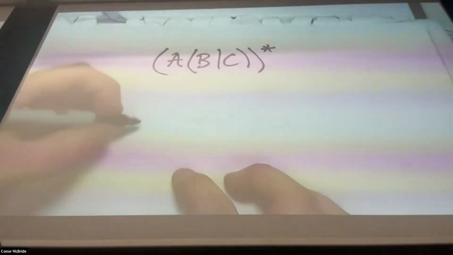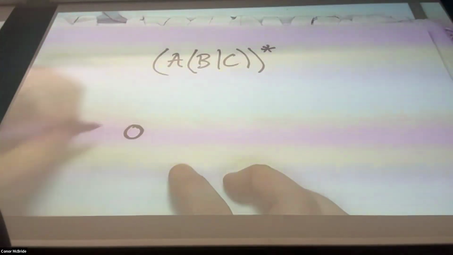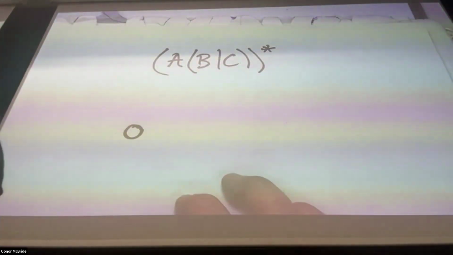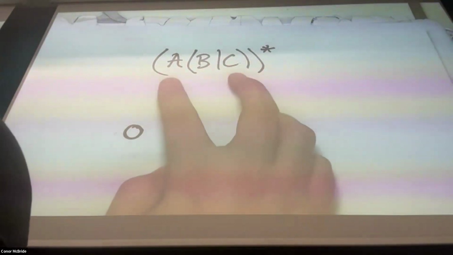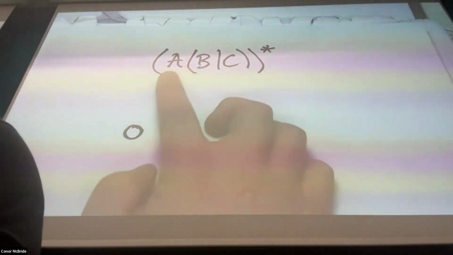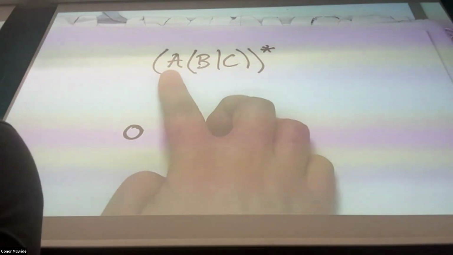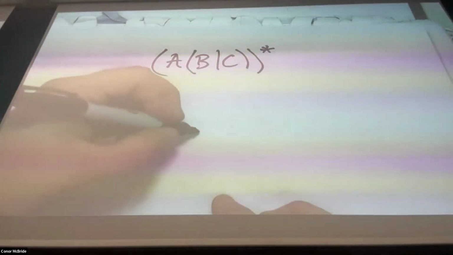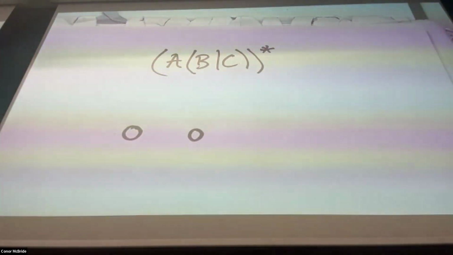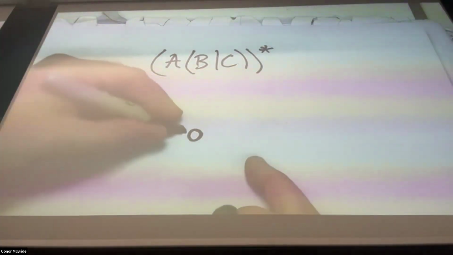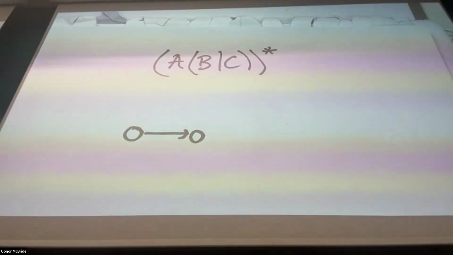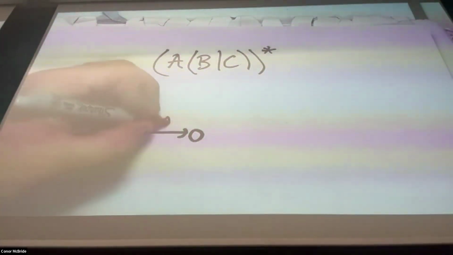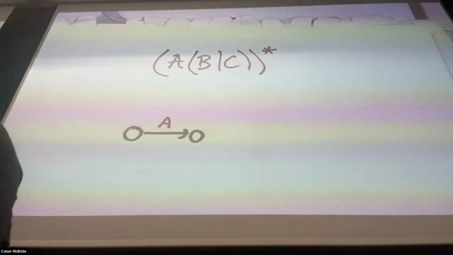Because that means I can go around this loop as many times as I want. So I guess I better start with some kind of state. Okay. And then I look at the thing inside. Well, I see that I definitely want to read an A. And then after that, I'm happy with either a B or a C, right? But I'm going to start with an A. I'm going to construct another state and say that if I see an A, then I will move from my first state to my second one, right?